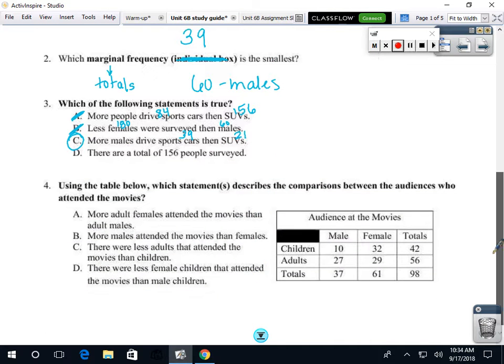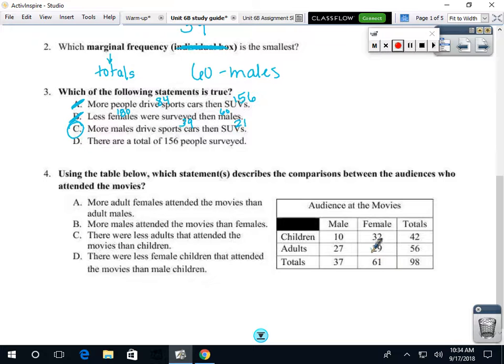Okay, number 4. Using the table below, which statement describes the comparisons between the audiences who attended the movies? A says more adult females attended the movies than adult males. Well, how many adult females attended? Right, adult female, the joint frequency of that is 29. The joint frequency of adult male is 27. So is it true that more adult females were there than adult males? How many more females? 2. So A is true.